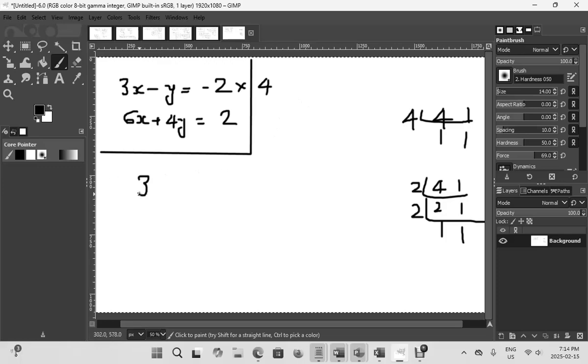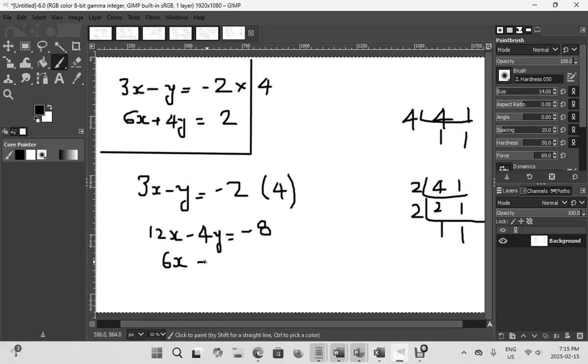So what you will need to do is multiply the entire equation by 4. So 3x minus y equals -2, all into 4. This will be 3 times 4, 12x minus 4y equals -8. Further down you have 6x plus 4y equals 2. We know that this equation will stay the same because the coefficient is 4.